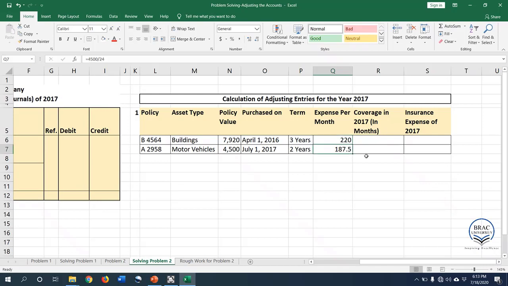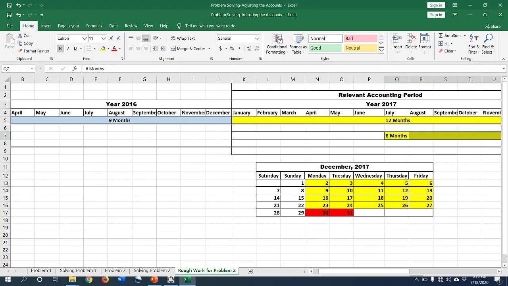Very simple. But here we have only calculated the expense per month. But now we are doing the adjusting entry for a year, and that's a very important thing we have to remember. For 2017, what should be the insurance expense for Remina company?